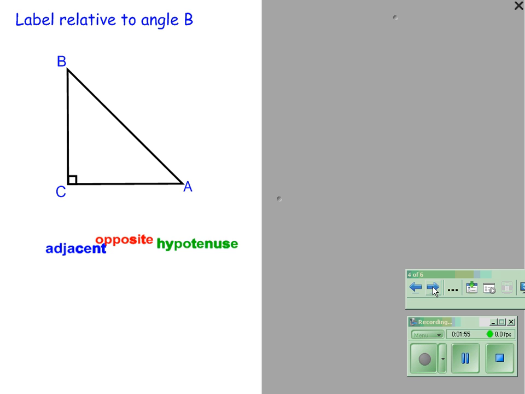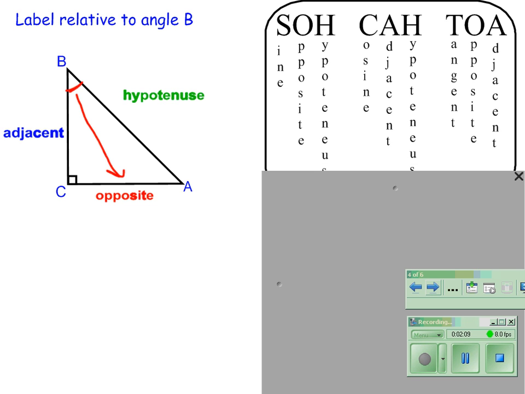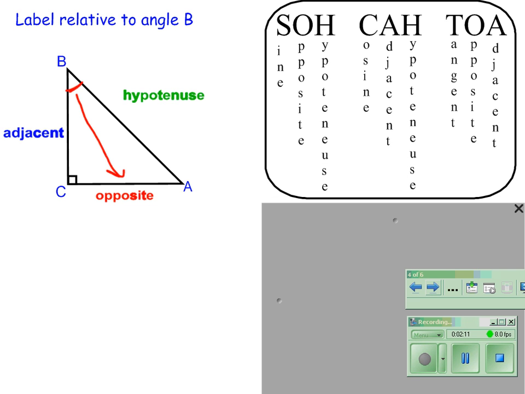And similarly, we worked through this yesterday. If we were to highlight B instead, then the hypotenuse does not change, but the opposite side and the adjacent side switch places. Okay, and once again, reminder, SOHCAHTOA uses these abbreviations: opposite, hypotenuse, and adjacent.